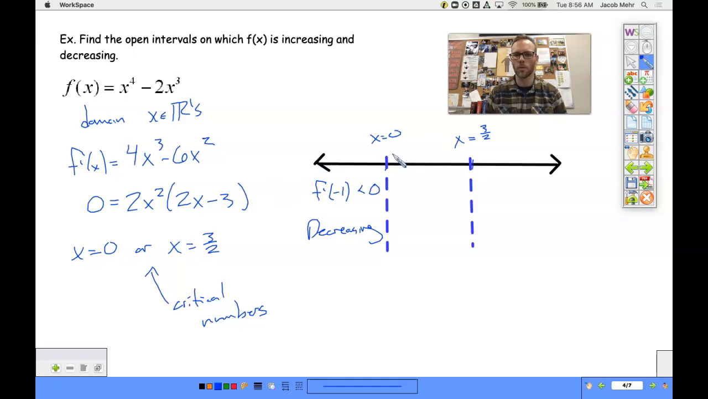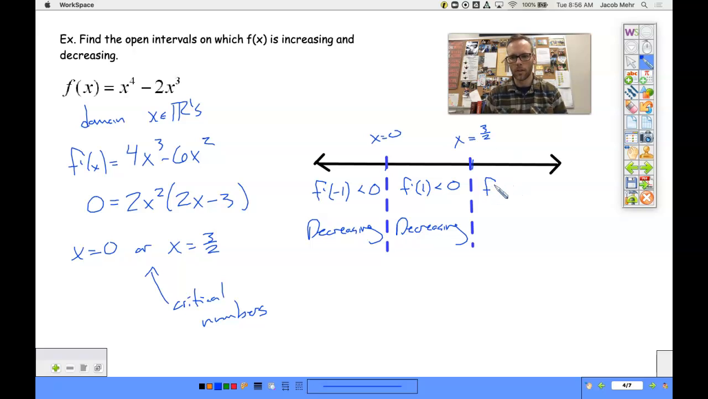Now let's go to the next interval, between 0 and 3 halves. I can pick any value I want and substitute it into the derivative. I'm going to pick 1. So I'm going to go to f prime. 4 times 1 cubed minus 6 times 1 squared. What do we end up with there? That's a negative. I don't need a calculator. That's just 4 minus 6. That is negative. So it's going to be negative for every value between 0 and 3 halves, which means our function is decreasing.